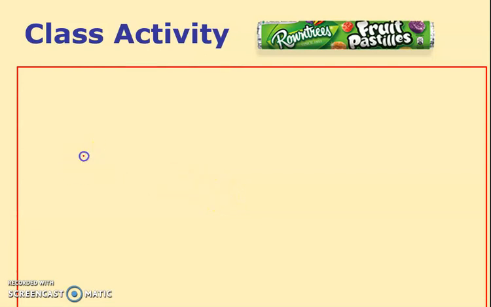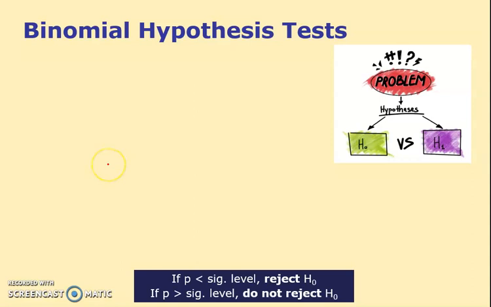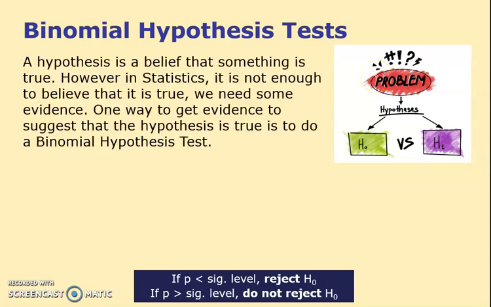Now, I want to explain what these binomial hypothesis tests are all about. A hypothesis comes about, as this picture tries to identify, when you've got a problem you're trying to solve, or it might be best described as a belief. So a hypothesis is a belief that something is true. It's not enough just to think it's true; you've got to try to prove it, and one way of proving it is to use a binomial hypothesis test.